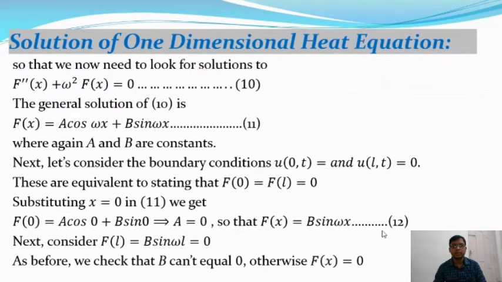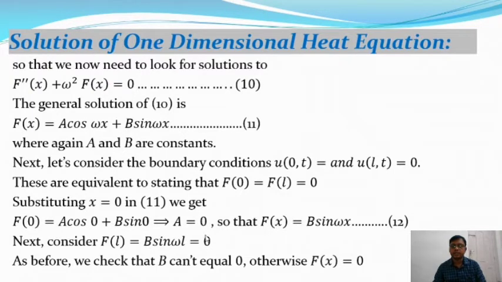Okay, so this we can write as equation number 12. Next consider f of l is equal to b sin omega l, and it is equal to 0 also. So these two are the boundary conditions. f of 0 is equal to 0, and if we put that in equation 11 we get a is equal to 0, and from this we get f of x is equal to b sin omega x. After putting x is equal to l, f of l is also 0, so from equation 12 we get b sin omega l is equal to 0.